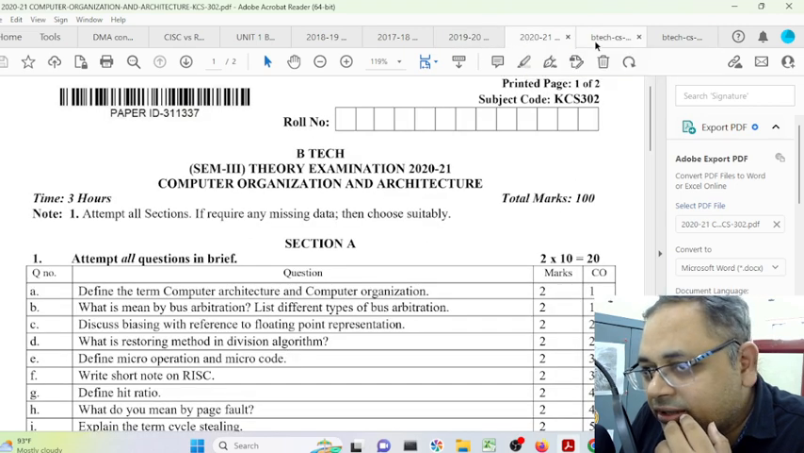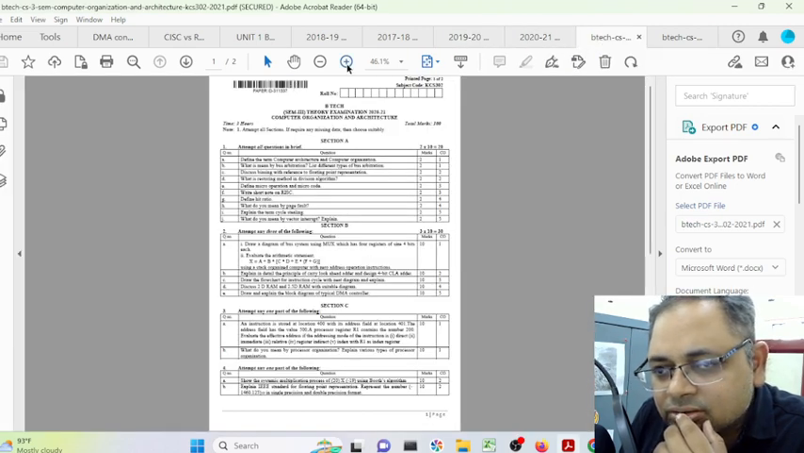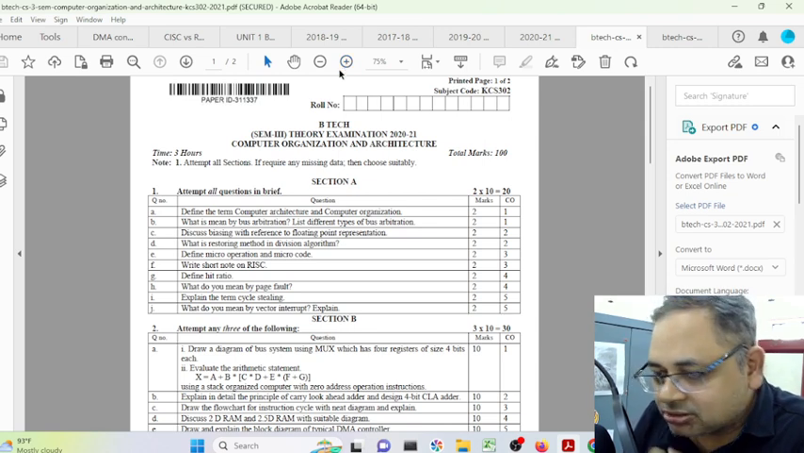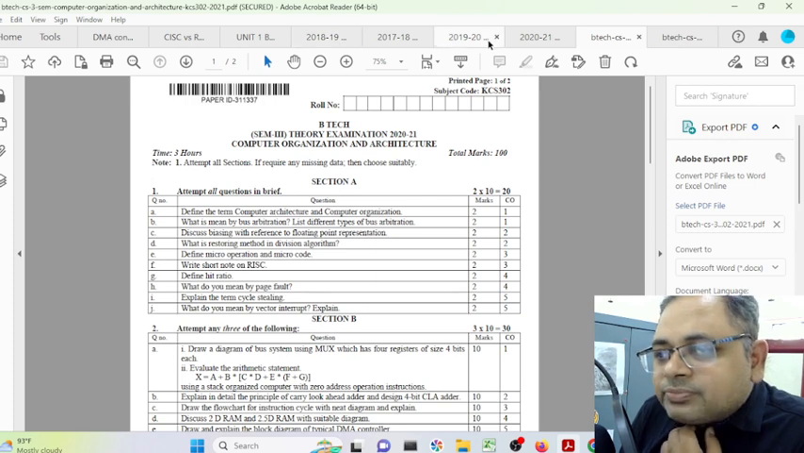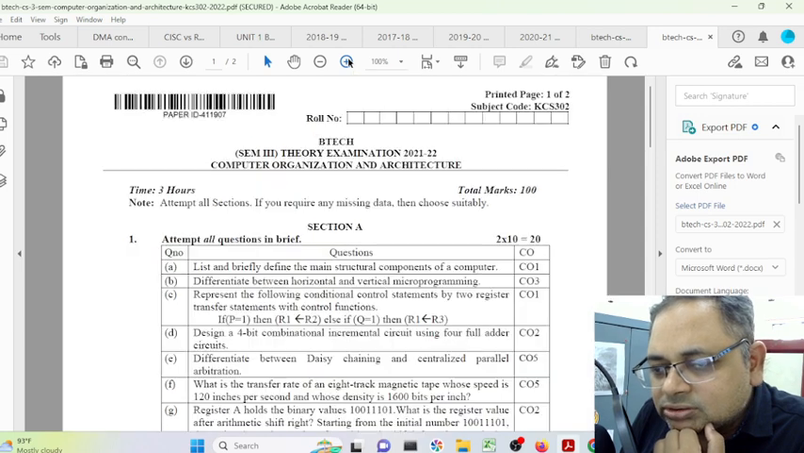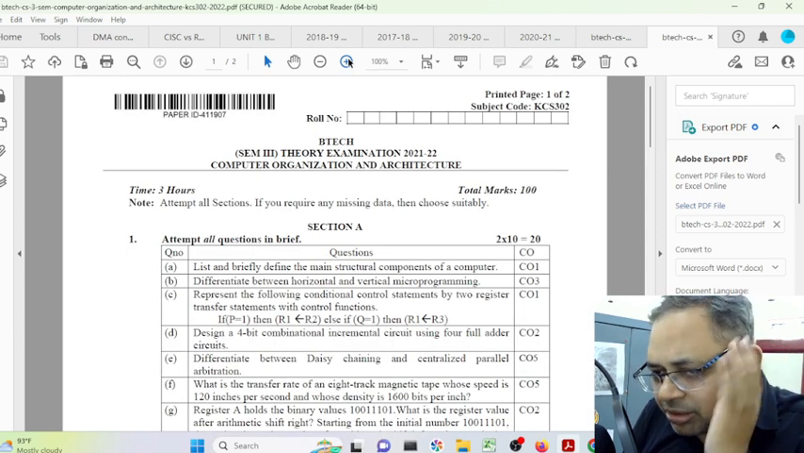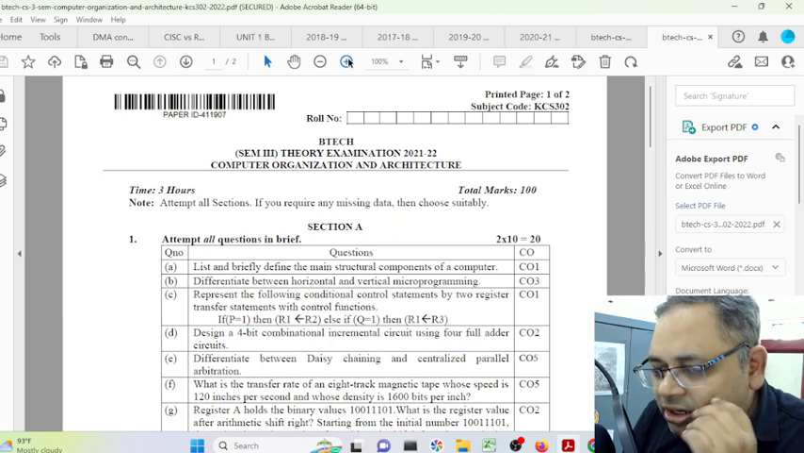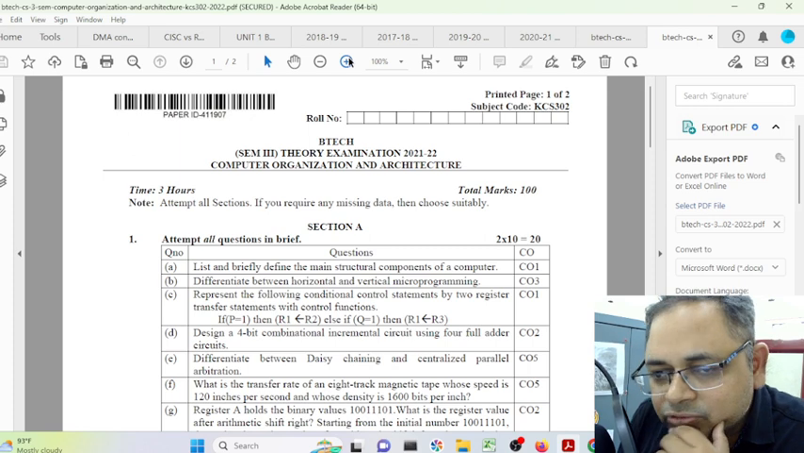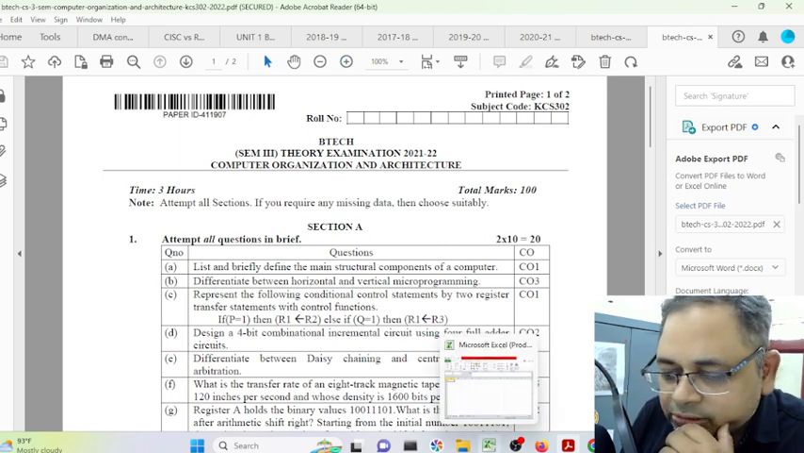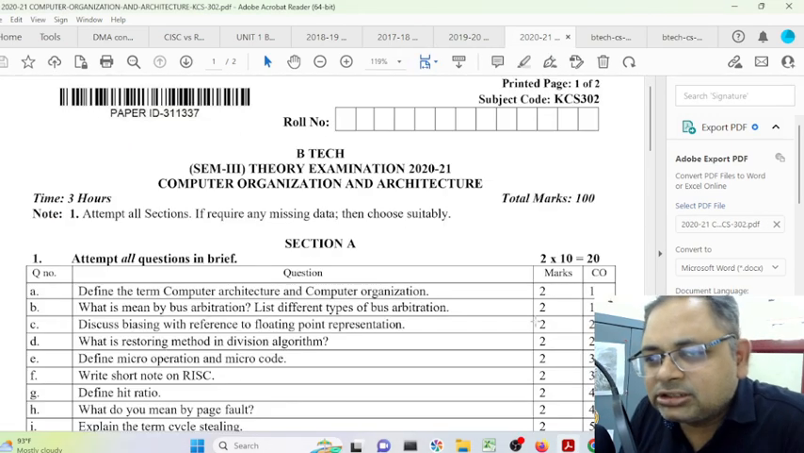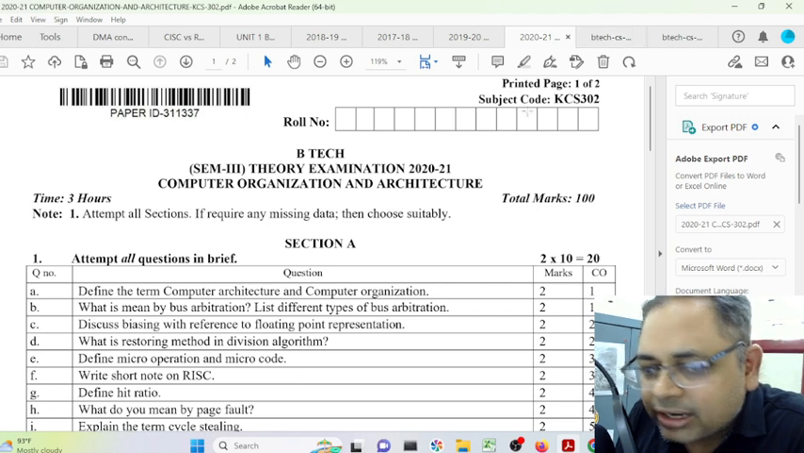But even in that case, random papers which have no connection with the previous papers also do come. Well, let's see. This is the 2021-22 paper of Computer Organization and Architecture. Currently I don't have the 22 paper of COA. Perhaps it should be on my system, but that's okay. These are sufficient to analyze.